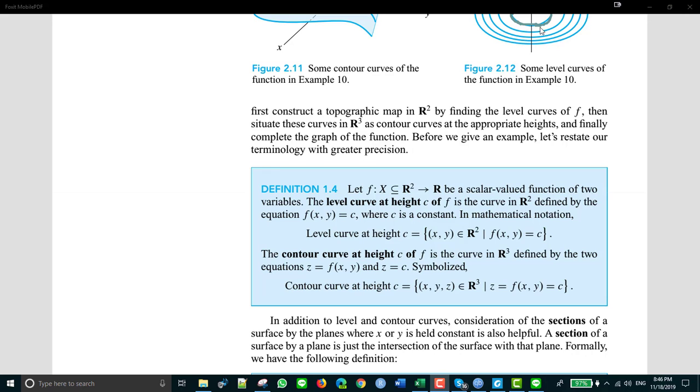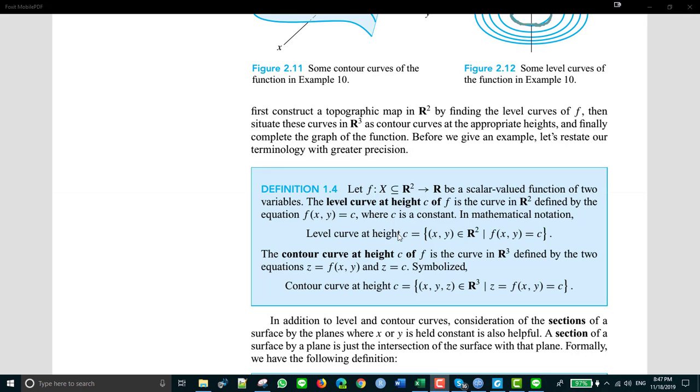Now it's not really at height c, because it's only in the plane, but we use the phrase at height c because that's where they came from, by drawing a plane at height c of the original function in three dimensions. So in mathematical notation, the level curve at height c, again, it's in the xy plane, in R2, is the set of points (x, y) in R2 such that those inputs are mapped to level c or height c.